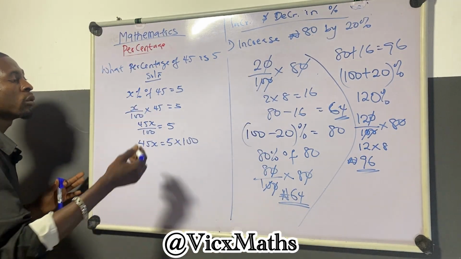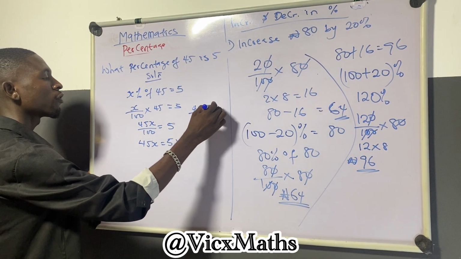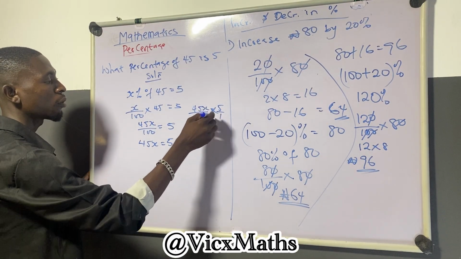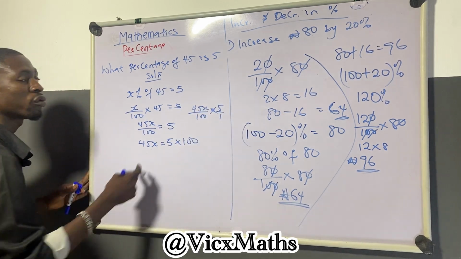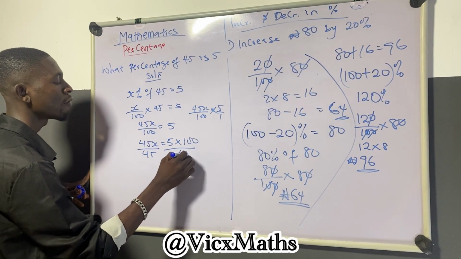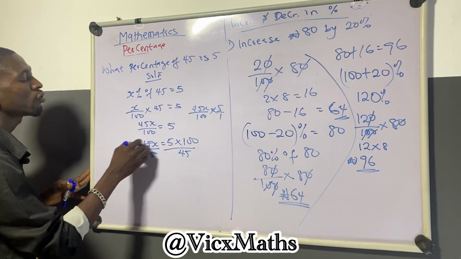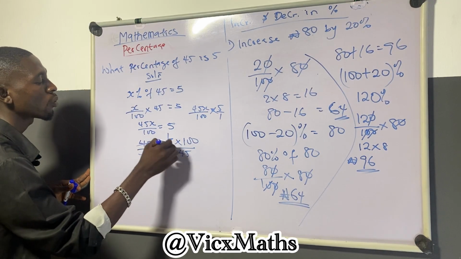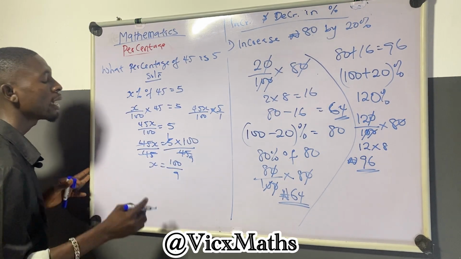Some people tell you cross multiply. This is 45x all over 100 is equal to 5, the same thing as 5 over 1. Cross multiply. 100 times this and 1 times this. 1 times this will remain the same. 100 times this is what we just have now. So divide both sides by 45. Divide both sides by 45. Going to this, x is equal to 5 times 100 over 45. 5 here is 1, 45 here is 9. So we'll be having 100 over 9.